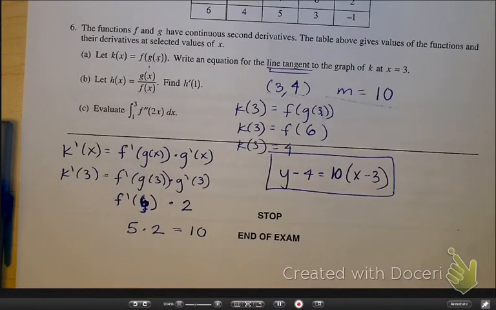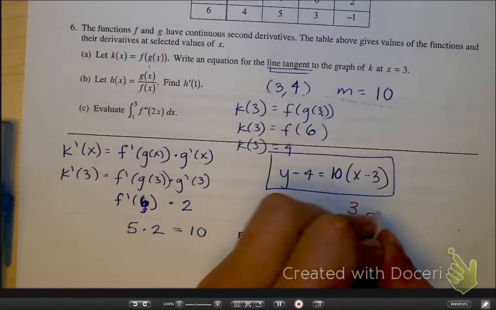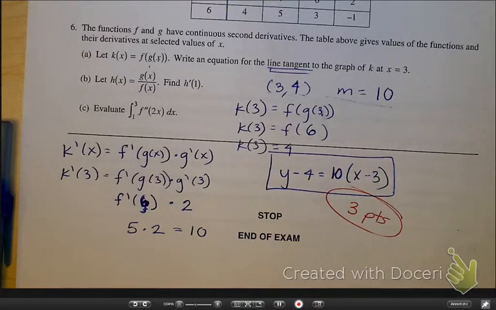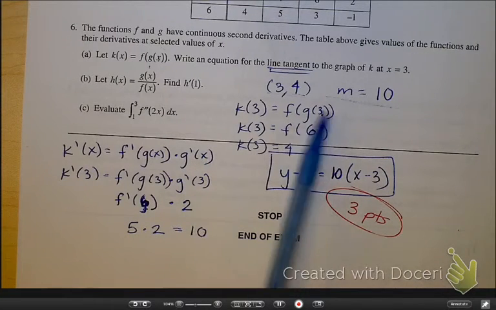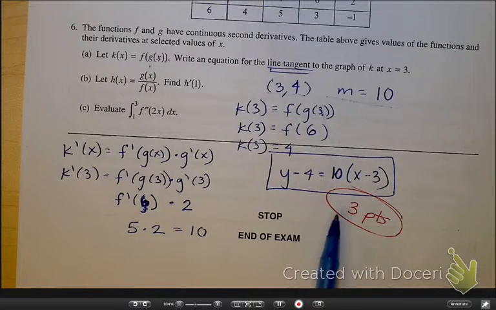And you get 3 points for that. That's a lot of points for that. I'm sure you get a point for the derivative. I'm sure you get a point for finding this point. And I'm sure the third point comes from actually writing the equation together.